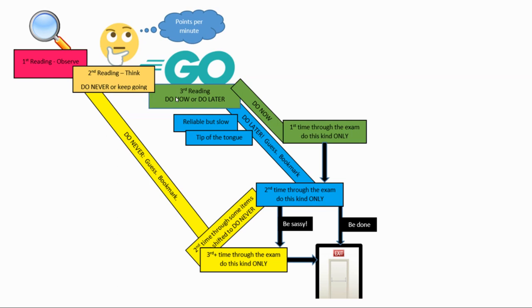You still always guess, unless it's an exam where guessing has a penalty. I don't think WGU does that on any exam, right? So you guess and you move on. If it's do never, you mark in the corner what number it is. Bookmark it after you guess and move on. That's if you start freaking out during the second reading.